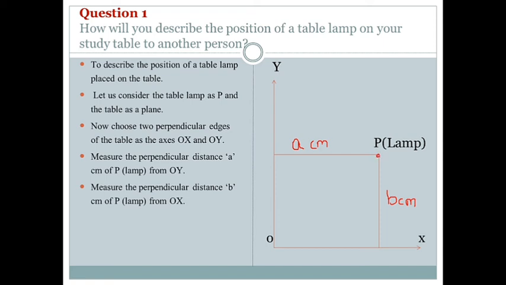So by placing a particular measurement towards the lamp P, we got the particular place of the lamp on the table, this point. We will name it (b, a). Thus the position of the table lamp P is described by the ordered pair (b, a). So this is how the first question is solved.